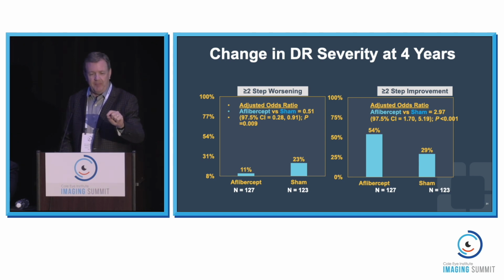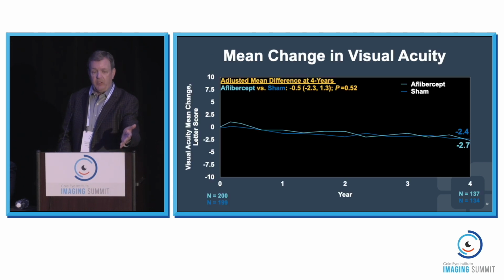Okay, but basically you'll see that with the increasing severity of disease, you see the increasing development of PDR and CI-DME. That's an important check. Did the cohort behave exactly as you expected it to? And it did. But when you look at the whole thing, basically, there was no difference in visual acuity.